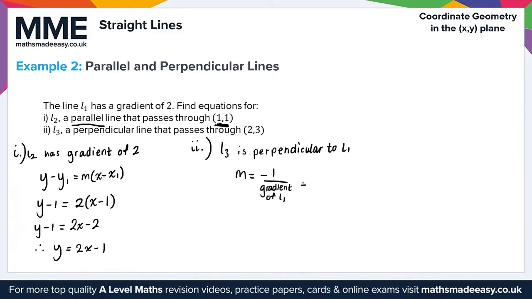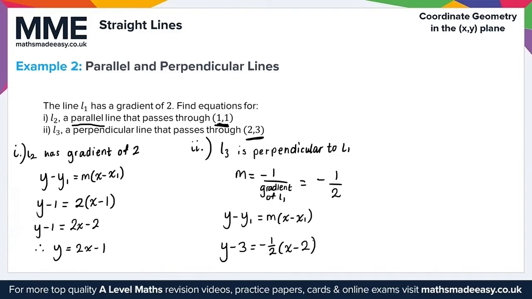Well, in that case, the gradient of L1 is 2, so the gradient for L3 is minus 1 divided by 2. So we obtain minus a half. All we simply need to do, again, is use the formula y minus y1 is equal to m times x minus x1, and use the gradient that we've obtained of minus a half, and this coordinate of (2, 3). So that's going to be y minus 3 is equal to minus a half times x minus 2.